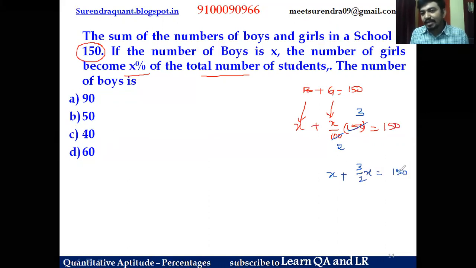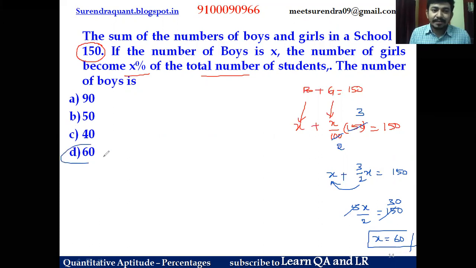So, (X + 3X/2) = 150. If you take the LCM, 2X plus 3X is 5X, so 5X by 2 is 150. 5 3s are 15, so another 0. X goes 5, 30 times in 150, right? So 30 times 2 is 60. So the number of boys in the class is 60.